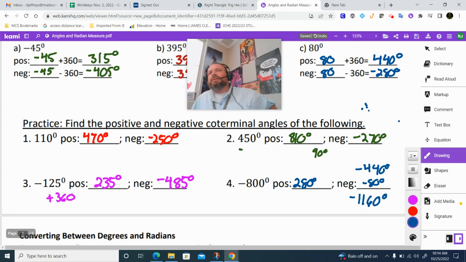Here's the thing. You're not going to have a whole lot of this type of stuff on the test. Where did I get negative 80? If I took negative 800 and added 360 to it, I got negative 440 degrees. That is a possible negative angle. And I keep adding. So I added another positive 360.